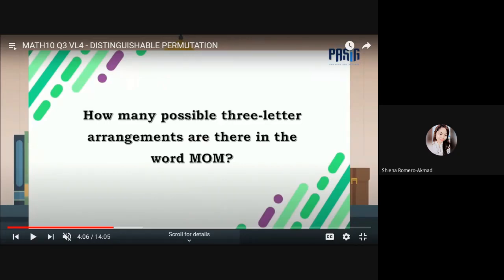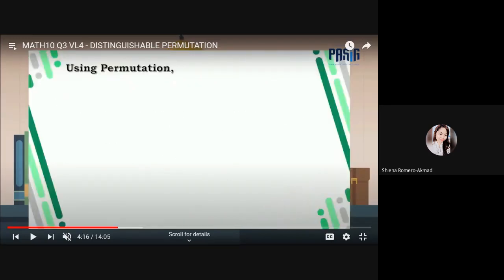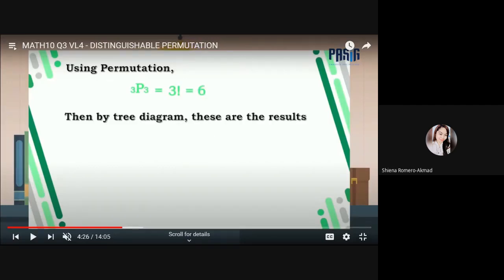6 po. 6. Why is it 6? For those who don't understand how she found out that it's 6, ang ginawa niya po is permutation of 3 taken 3 at a time. Diba? Most of my students also answered 6, kasi ang ginawa nila, permutation of 3 taken 3 at a time, or simply 3 factorial. So if we use the permutation formula, we'll get 3 factorial, which is equal to 6.